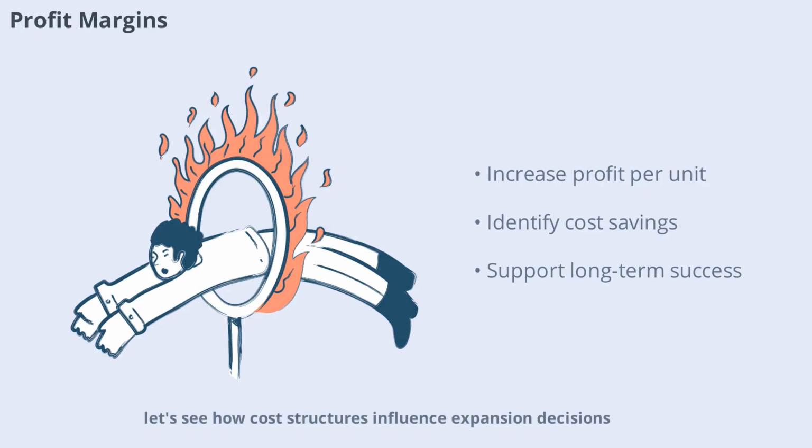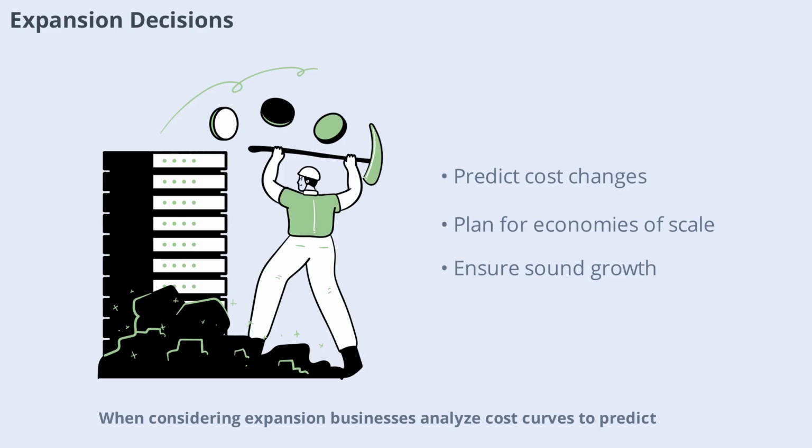Next, let's see how cost structures influence expansion decisions. In considering expansion, businesses analyze cost curves to predict how costs will change with increased output. Economies of scale can make expansion attractive, but diseconomies may raise average costs. Careful analysis ensures that growth strategies are financially sound.